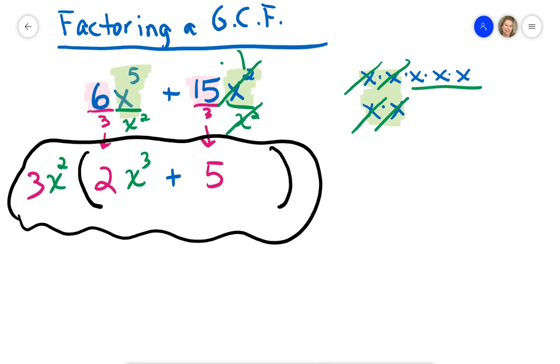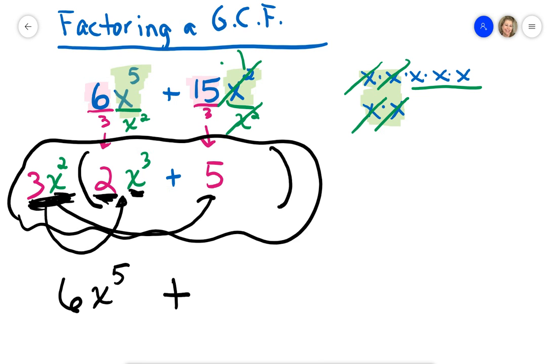And if you want to make sure that you factored correctly, just distribute back. If you take your 3x squared times your 2x to the 3rd, the 3 times the 2 is a 6. And then x to the 2nd times x to the 3rd would be x to the 2 plus 3 is 5. There you go. Plus, and then take 3x squared times 5, and all you can do is multiply the 3 times the 5 and get 15, and the x squared goes along for the ride.